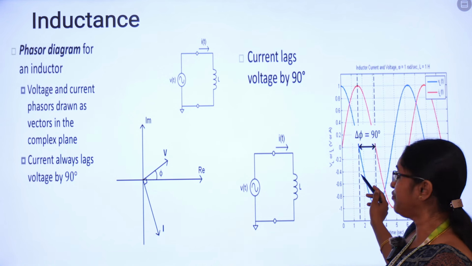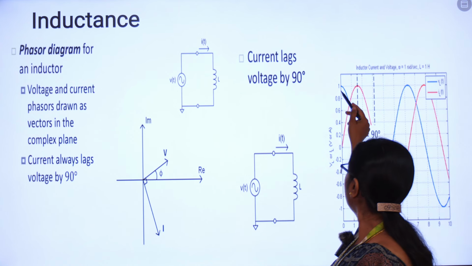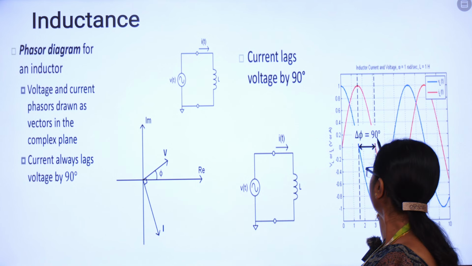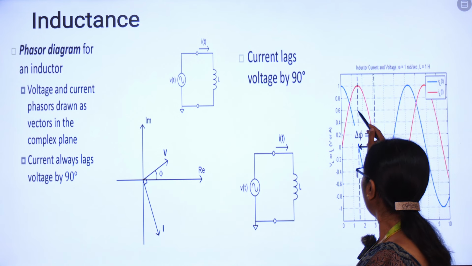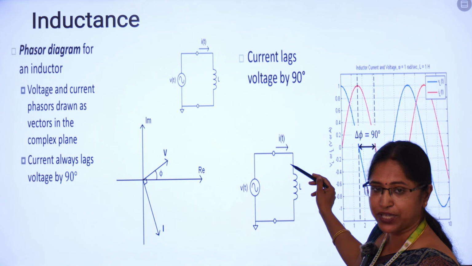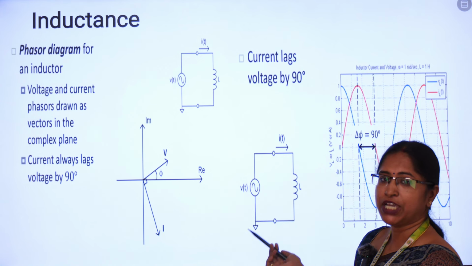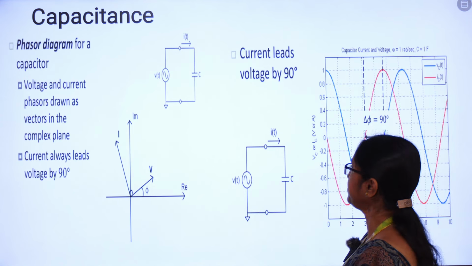So you can see this waveform. In this waveform also, your angle is 90 degrees. And this blue color represents your voltage and the red color waveform is your current. And there is always a phase lag of 90 degrees. That is, when your voltage reaches its 90 degrees, your current reaches 0 degrees. So your voltage leads, or your current lags behind your voltage, in the case of inductance.